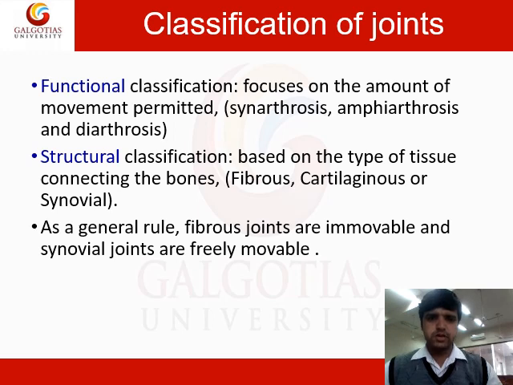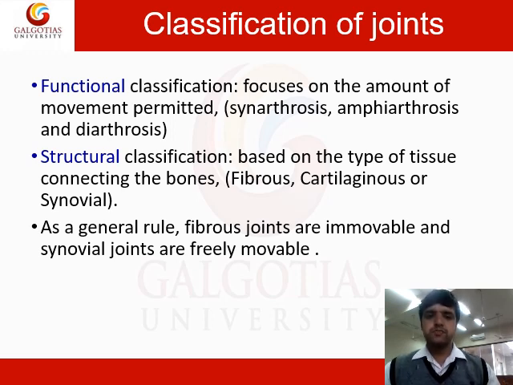Now we are going to discuss the classification of joints. Classification of joints can be done based on two different properties of the joints. First is the functional property of the joints, and the next is the structural classification. First we are going to discuss the functional classification. Basically it focuses on the amount of movement permitted within the joints. It is of three types, named Synarthrosis, Amphiarthrosis and Diarthroses.